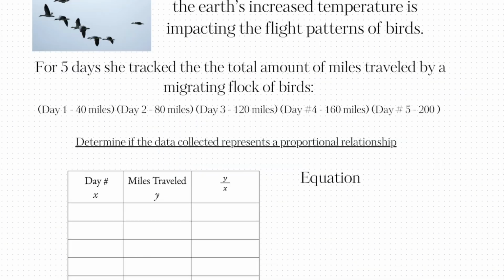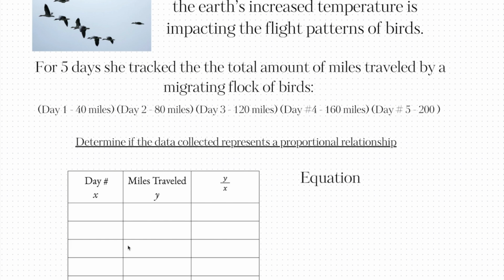A scientist is trying to determine if the Earth's increased temperature is impacting the flight pattern of birds. For 5 days, she tracked the total amount of miles traveled by a migrating flock of birds. So after day 1, they traveled 40 miles, day 2, 80 miles, and so on. It says determine if the data collected represents a proportional relationship.